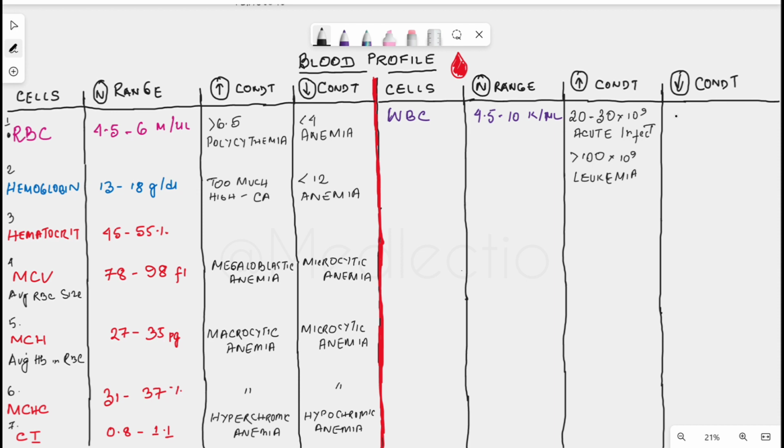Then if it decreases, less than 4, we call it leukopenia. So increase is leukocytosis, decrease is leukopenia. We get a decrease in some viral fevers, in radiation, and in bone marrow suppression diseases like aplastic anemia, myelofibrosis, like this.